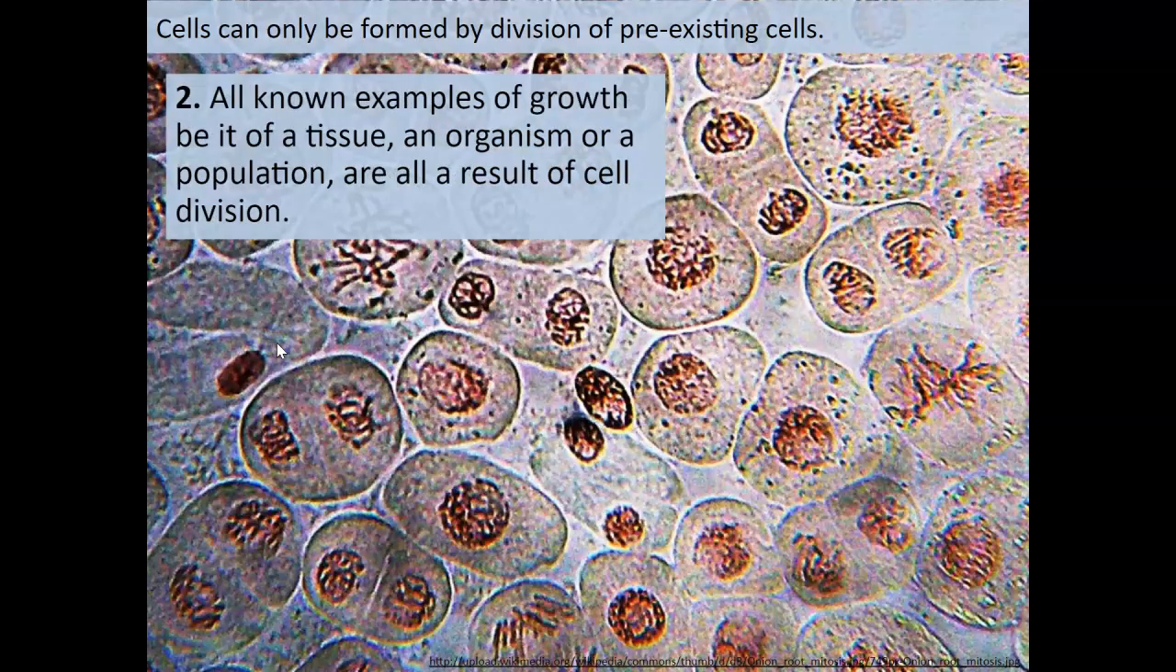Number two, all known examples of growth, whether we're talking about growth on a tissue level, which is when cells divide to make more cells of the same kind of cell, or as an organism is growing, for example, you are made up of more cells today than you were 5 years ago because you have grown through cell division, or as a population, right? If we think of how many organisms are out there as a population reproduces, all of that is still just due to cell division, right? So all known examples of growth, whether we're talking about on a small level or a much larger level, they're all due to cell division.